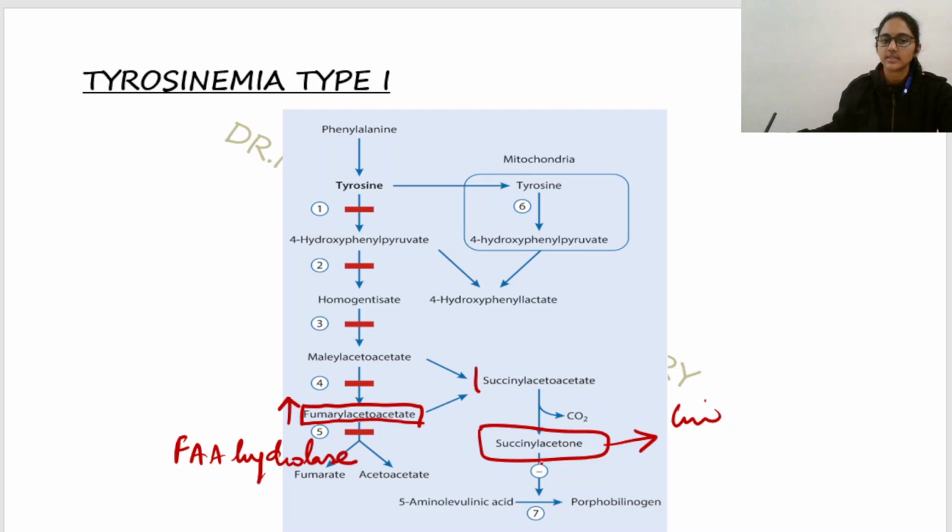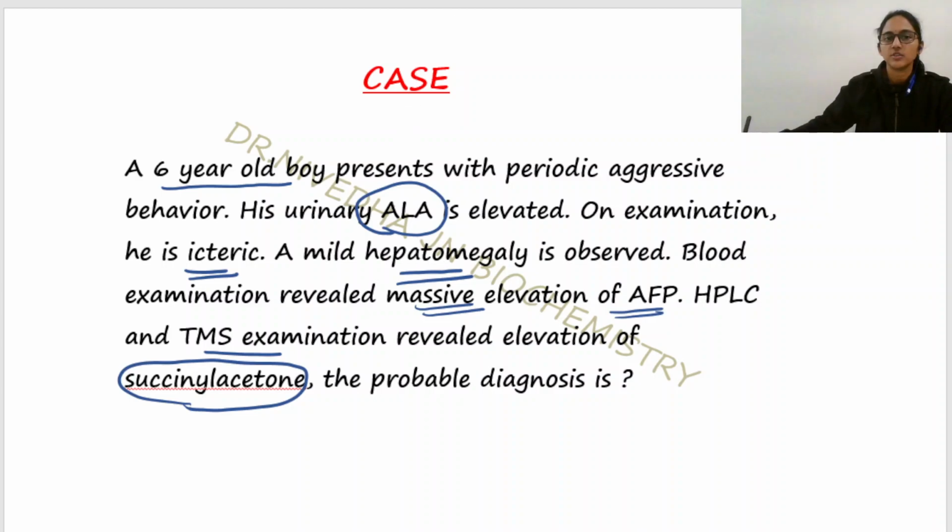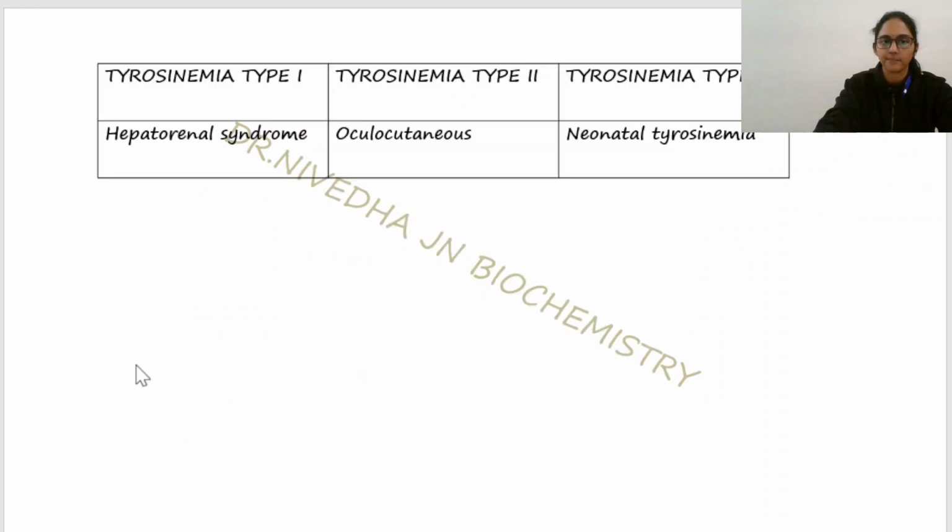Succinyl acetone will also inhibit ALA dehydratase enzyme. So porphyria is mimicked. Okay, you mimic porphyria in this. That is why we get elevated urinary ALA, hepatomegaly, jaundice, and massive elevation of alpha fetoprotein. Yes, an elevation of succinyl acetone. This all points to type 1 tyrosinemia.